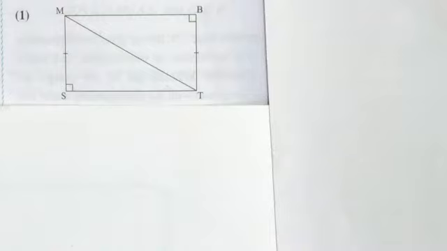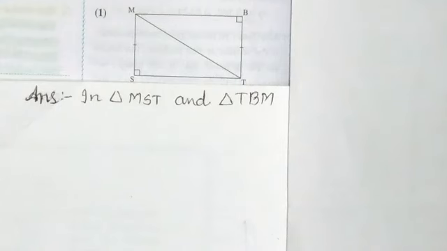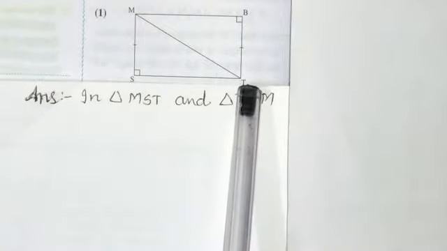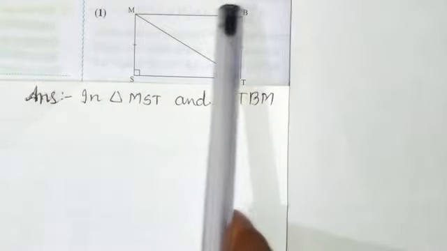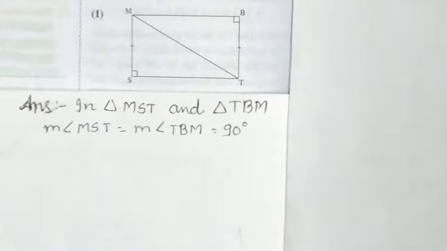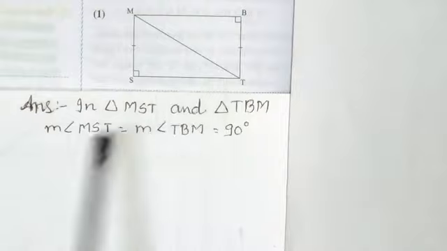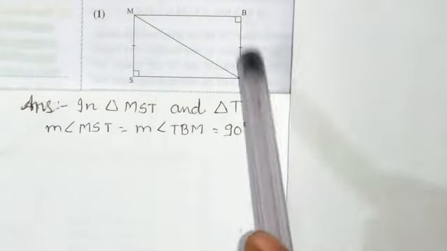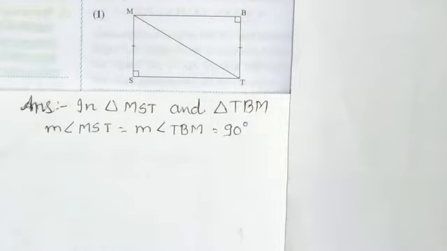Now students, this is our first diagram where a rectangle is given along with the diagonal MT, which divides the rectangle into two parts, and then we get the triangles. So what is given in the diagram, that we have to write first in the answer. Let's write it. In triangle MST and triangle TBM, measurement of angle MST is equal to measurement of angle TBM. Both are 90 degrees.